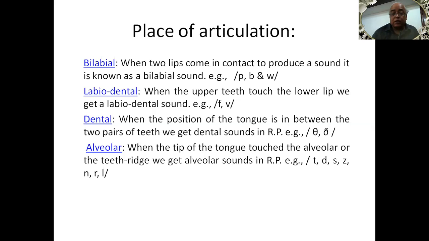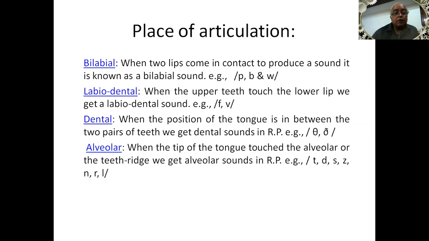Then we have the labiodental sounds. When the upper teeth touch the lower lip, we get a labiodental sound. Sounds like f, v: the upper teeth and the lower lip, f, v. Then we have the dentals. When the position of the tongue is in between the two rows of teeth, we get the dental sounds in RP. Th, the, th, the.